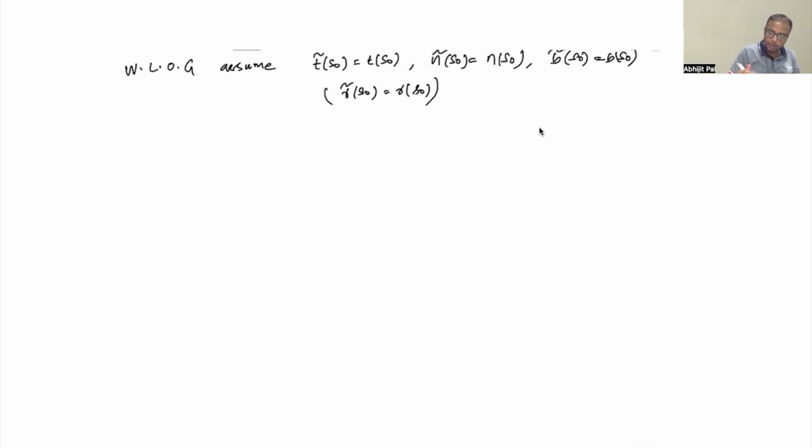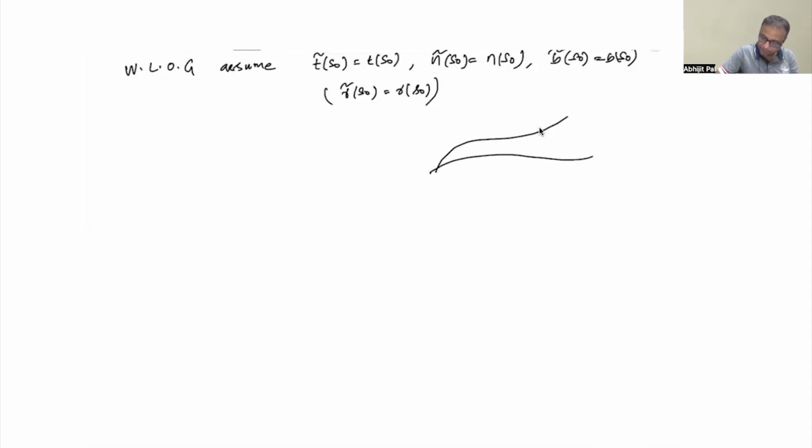Okay, so now we have two curves. At the point S naught, these three unit vectors, the tangent vector, normal vector, and binormal vector, are the same. All right. Again, let me draw this picture here.